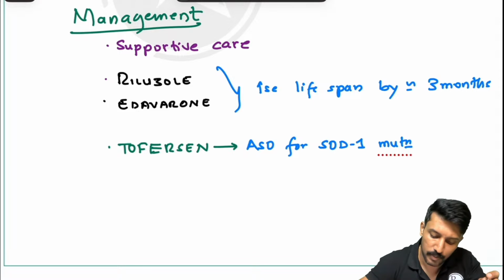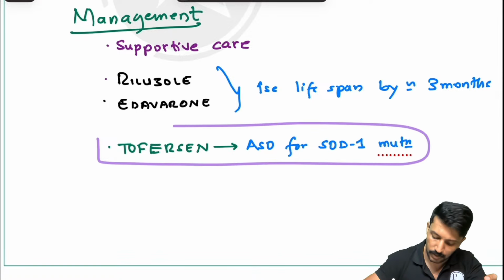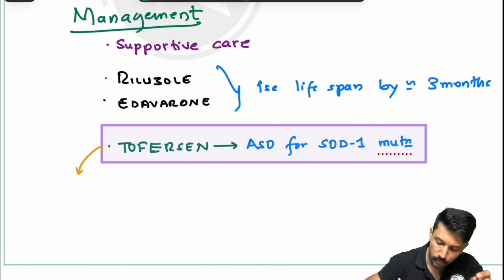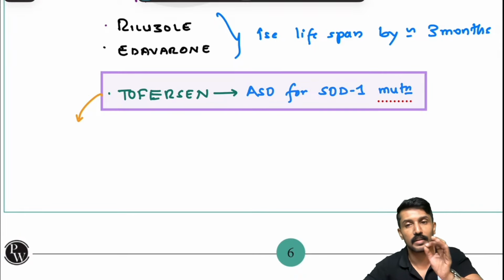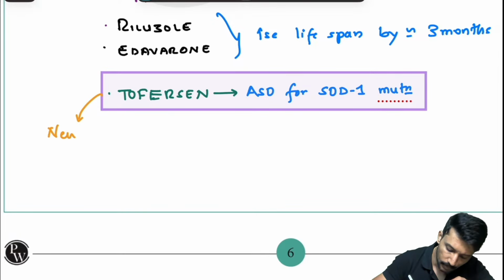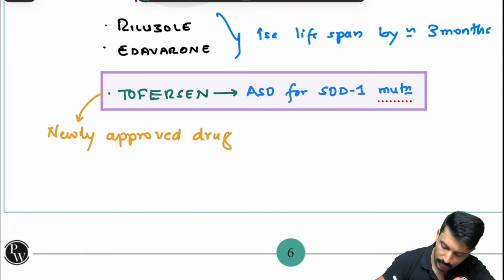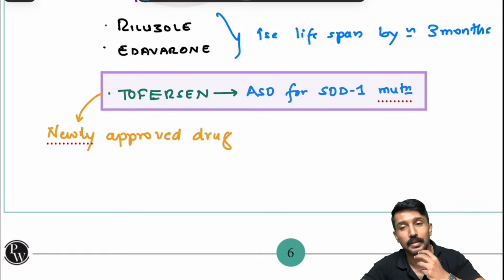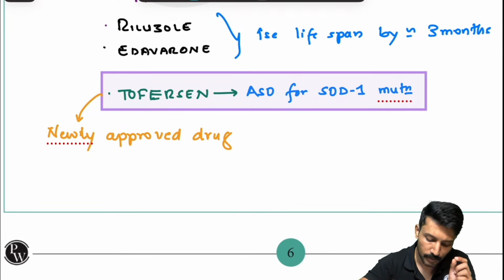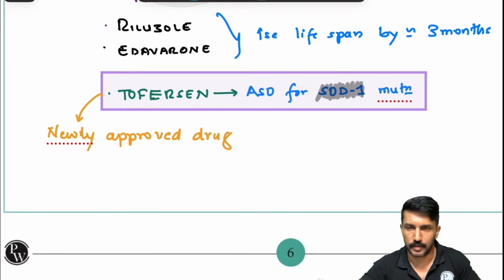So 2 MCQs can be asked. They will ask what is the newly approved drug. It is tofersen. They will also ask what is its mechanism of action. It is an antisense oligonucleotide. ASO stands for antisense oligonucleotide. And then the third question they will ask is whether it is for all or for selective patients. It is for selective patients who have the mutation in the superoxide dismutase 1 gene. It's not for everyone, right?